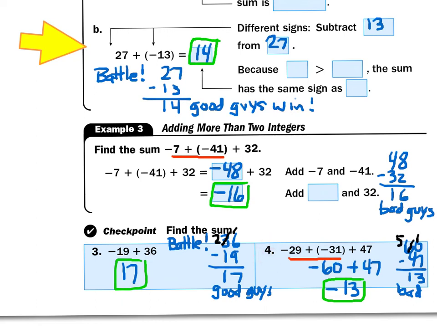Take a look at number 4. Here I have -29 plus -31 plus 47. Well, put the bad guys together first. They're going to join together, and that's going to make -60. And now -60 plus 47. Well, the negatives are going to win this battle, so I put 60 on the top and 47 on the bottom, and I subtract, and I get 13. And it's got to be -13 because the negatives had more.